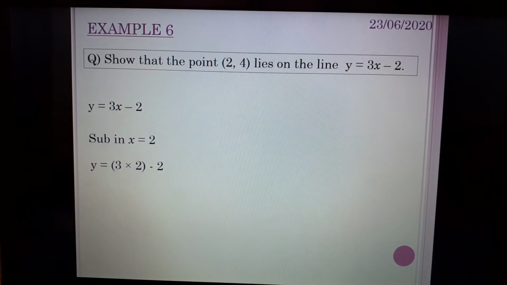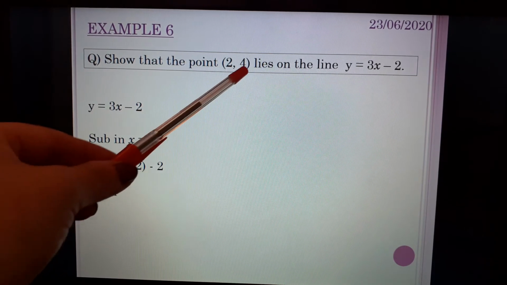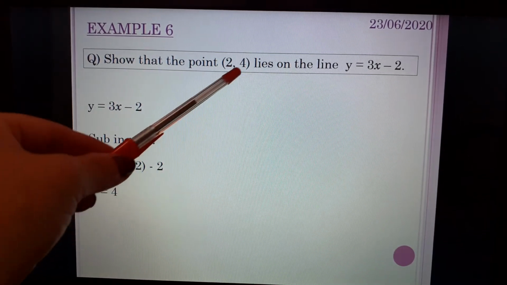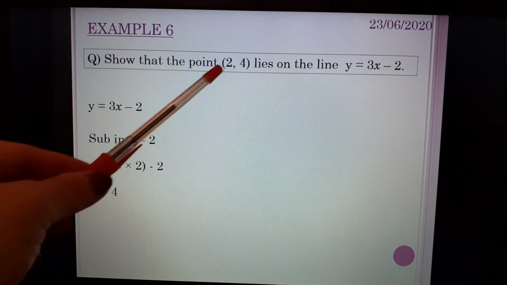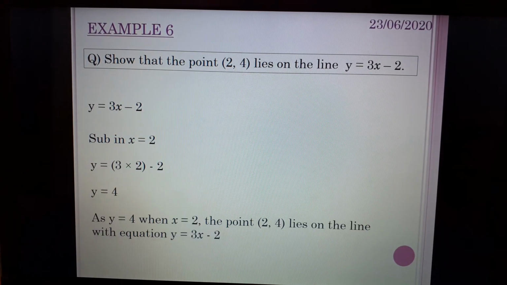So that'll be 6 take away 2, which is 4. Now that's what we have here. It matches the coordinates. So when x equals 2, y does equal 4. So that means that the coordinate 2, 4 does lie on the line. So as y equals 4 when x equals 2, the point 2, 4 lies on the line with equation y equals 3x minus 2. So that's you proving it.